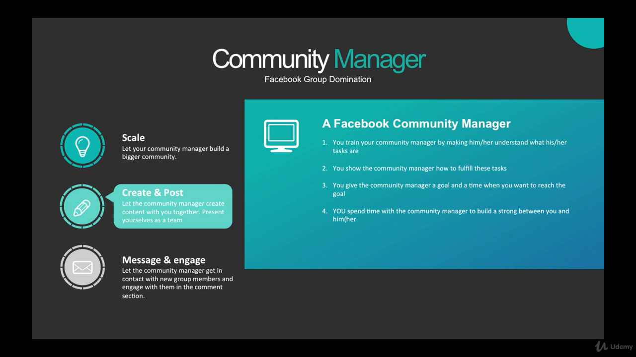Then, of course, the fourth one, you spend time with the community manager to build a strong bond between you and him or her. So you really want to make sure that when you have a community manager that you interact with this person. You want to build a strong bond. You want to create projects with this person together. And that's why it is important to have someone who's capable, someone who has an eye for quality, someone who really engages, who is motivated, and who perhaps would also bring some more information, some more valuable content inside the group.